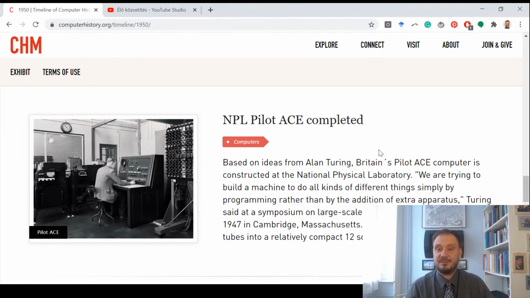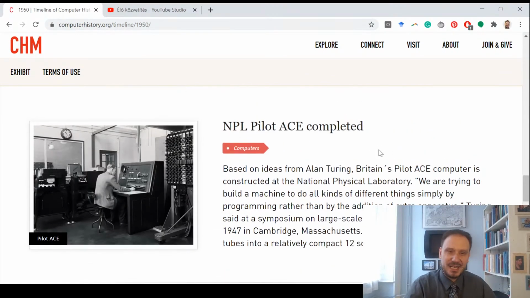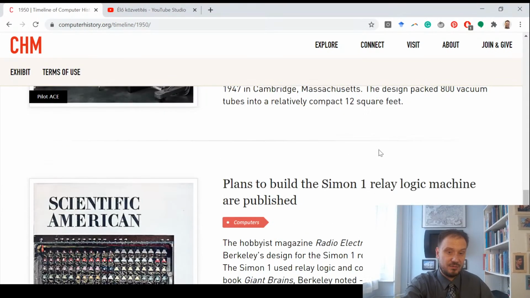In Britain, based on ideas from Alan Turing, the Pilot ACE computer at the National Physical Laboratory was built. This was one of the centers where ARPANET got its original idea. We shall talk about that later as well. The size of the machine was quite smaller. The design packed 800 vacuum tubes in a small, compact 12 square feet, which is a small size.